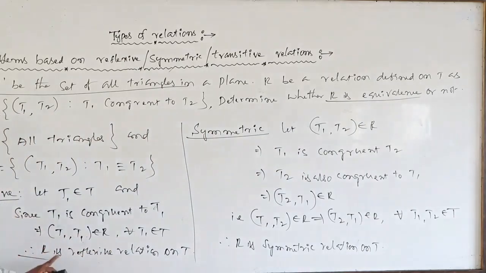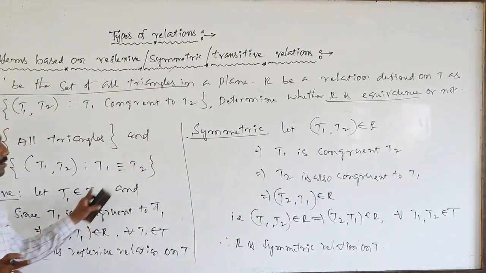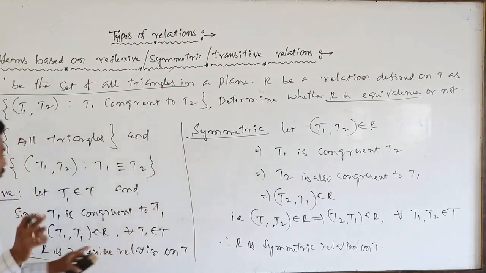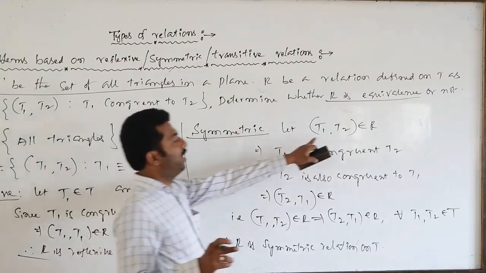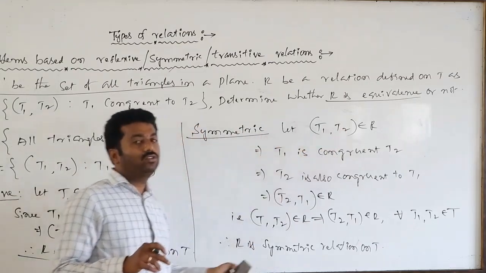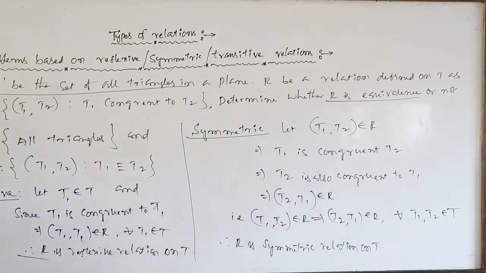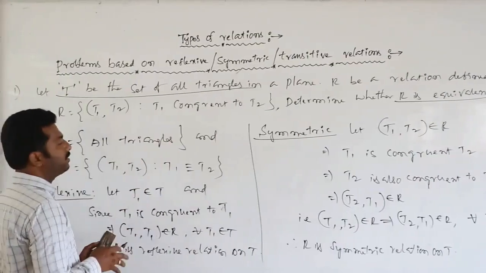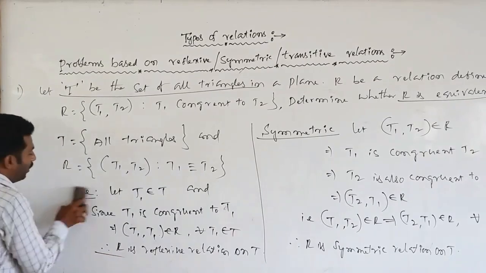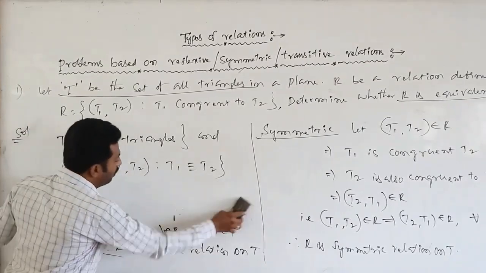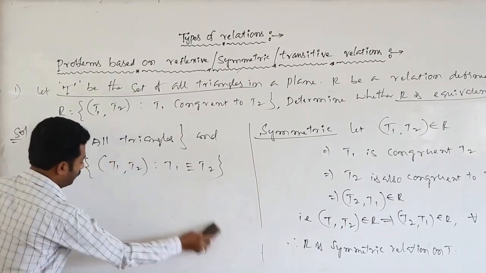I hope you understand the procedure to prove reflexive and symmetric. Reflexive means only one triangle we have to consider. Symmetric means a pair of triangles we have to consider. Transitive means two pairs of triangles we have to consider. So capital R is reflexive and symmetric. Then whether capital R is transitive or not we have to check. See here.